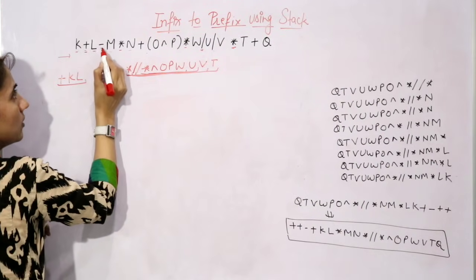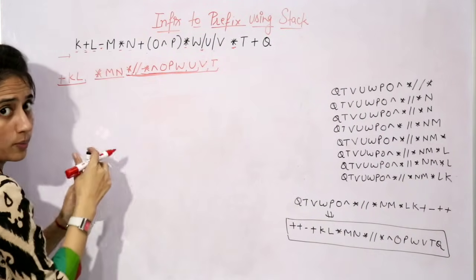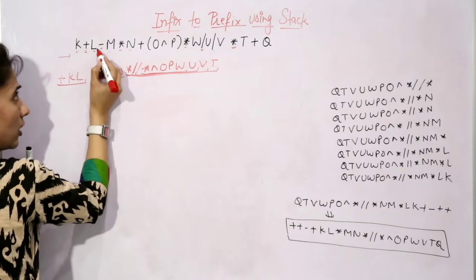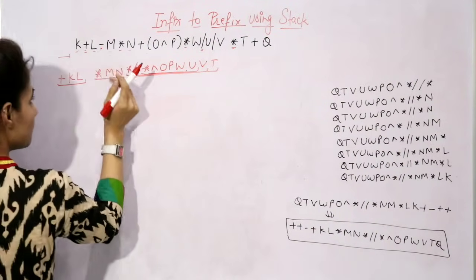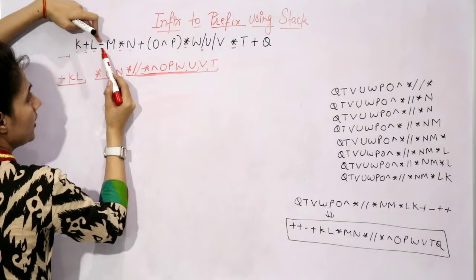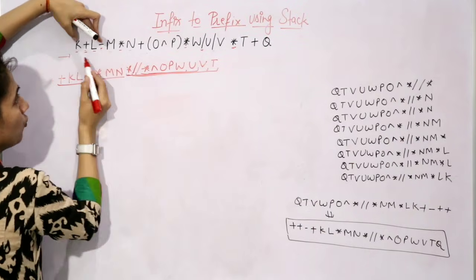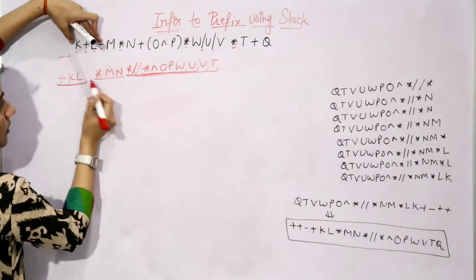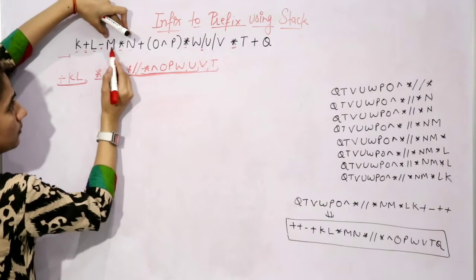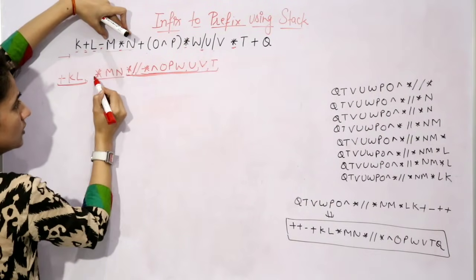Now this is another operator we have found, that is minus. So now we will solve this minus. For this minus, now see, the operands are, one is this complete one and one is this one, because I have already converted this into prefix, that is this one.